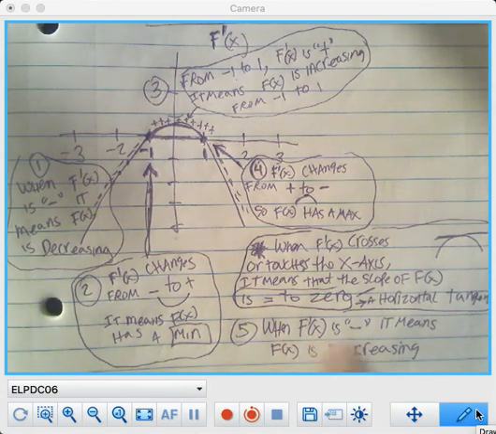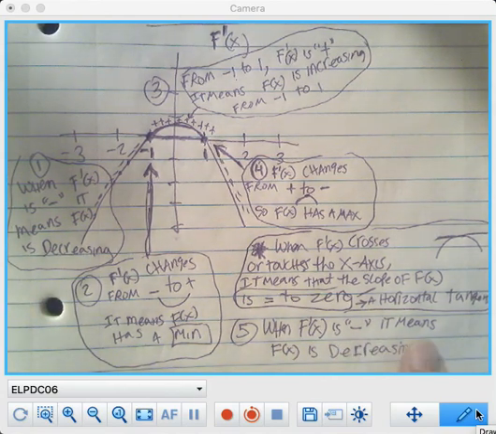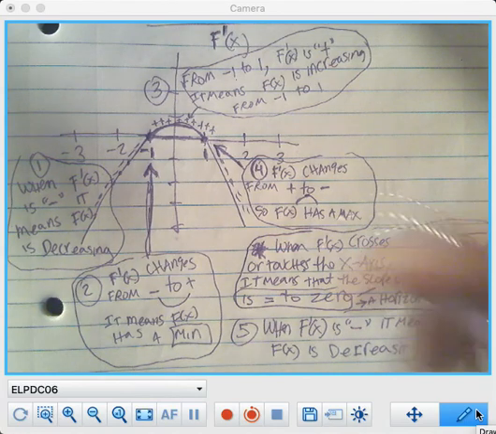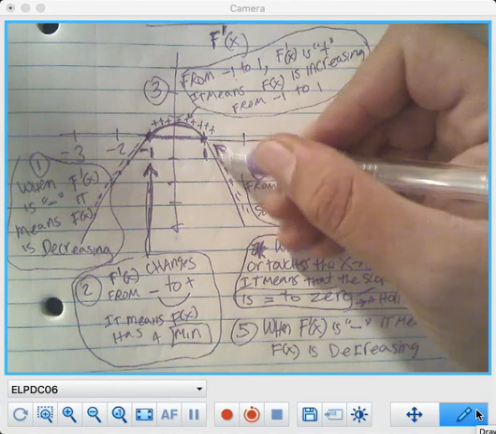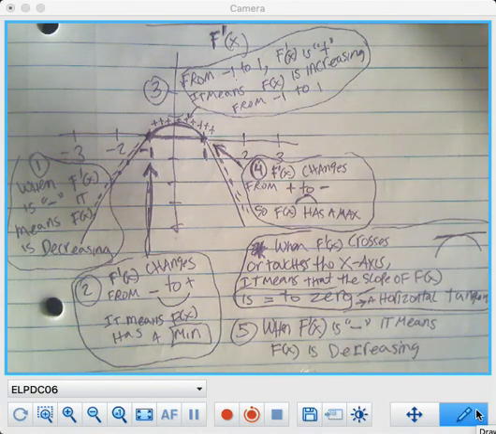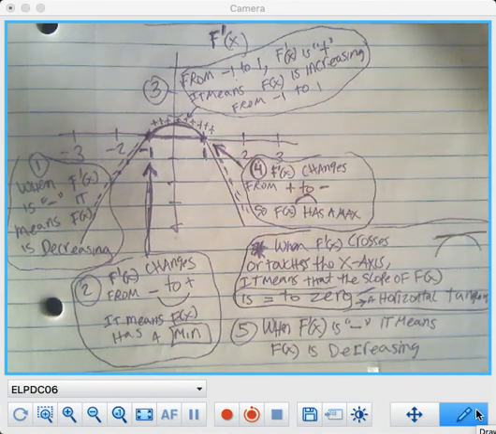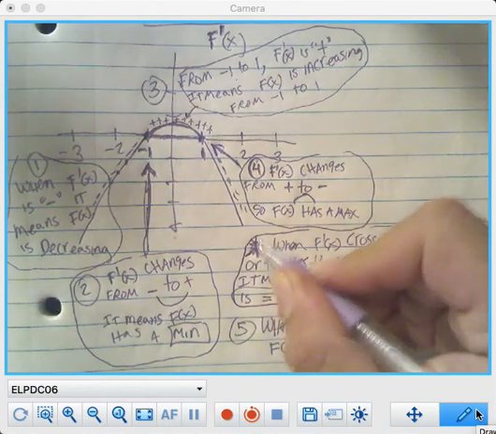When f prime is negative, it means f of x is decreasing. You see f prime is negative here because it's below 0. So that means the derivative is negative and our function is decreasing. Now let's go to the start right here.